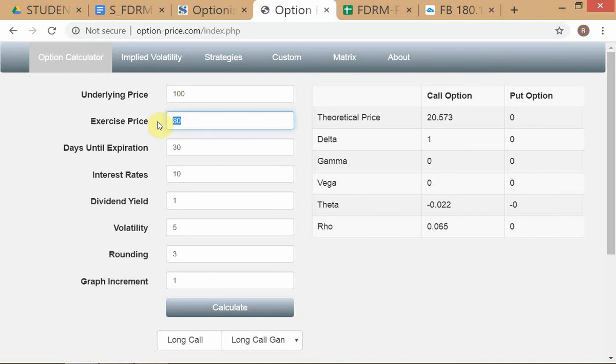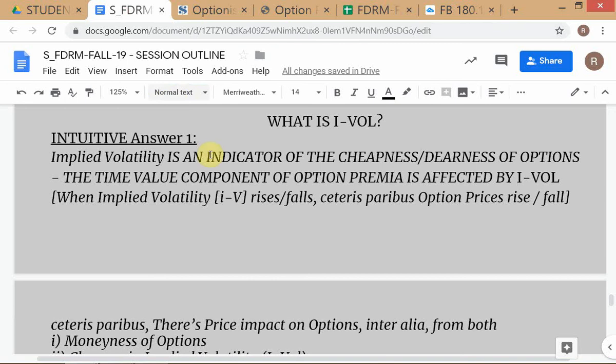Okay, and if I make this 120, or 125, then this is what kind of option? OTM. Okay, so this is out of the money. All right, so essentially what I was saying is that the intrinsic value component of the option price is affected only by the difference between the current price of the underlying and the strike price of the option. So the time value component is what is affected by the eyeball.